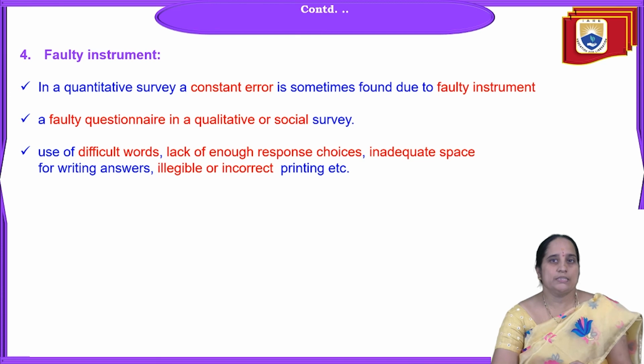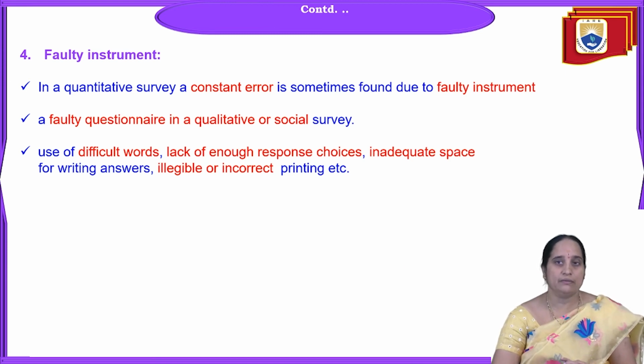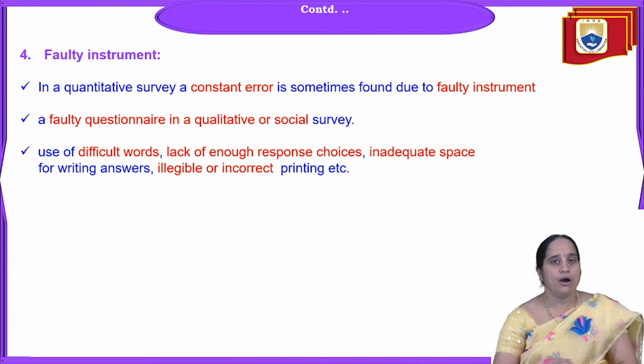Then the next source is faulty instrument. In a quantitative survey, a constant error is sometimes found due to a faulty instrument. So instruments matter a lot. Instrument, in the sense, is what type of method or technique you are going to use to analyze the data, and how it supports your study or survey so that you can come out with accurate results and find the optimum solution to the existing problem.